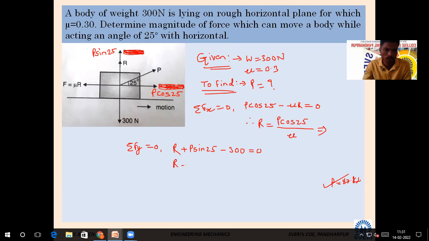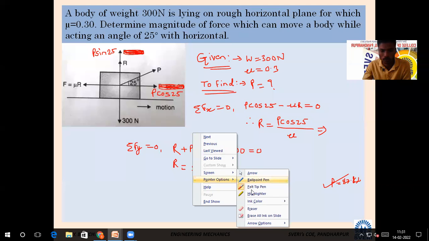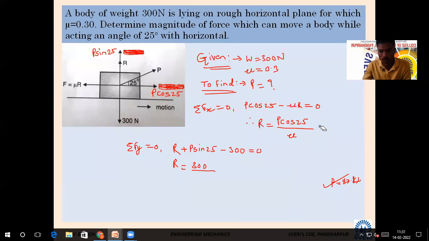R is equal to 300 minus, no, sir, divided by. In place of R we put F by mu, then took the common term out and did it that way. Means, okay. From equation 1, you might have put the value here. Suppose I will put equation number 1 into this. Maybe, yeah?